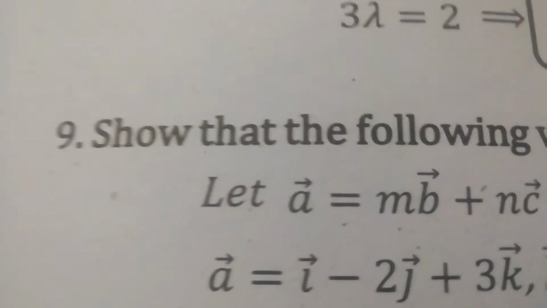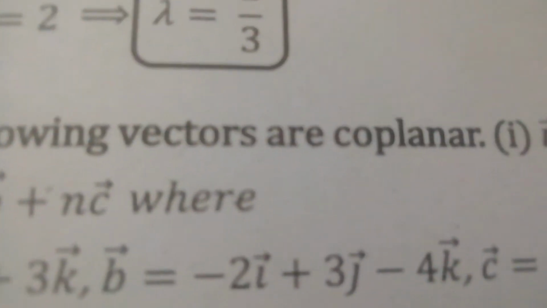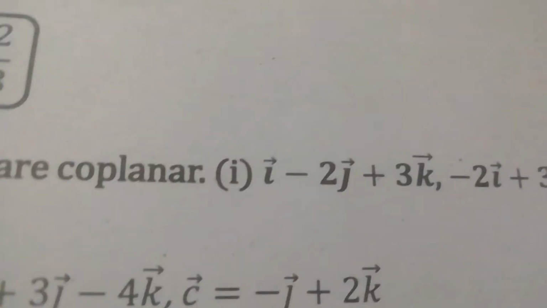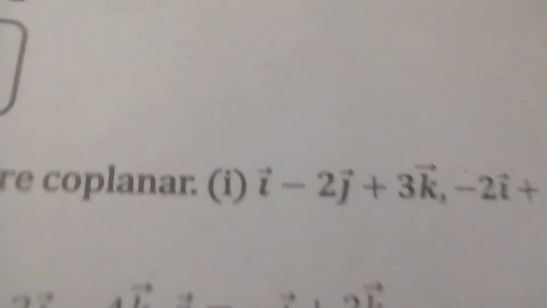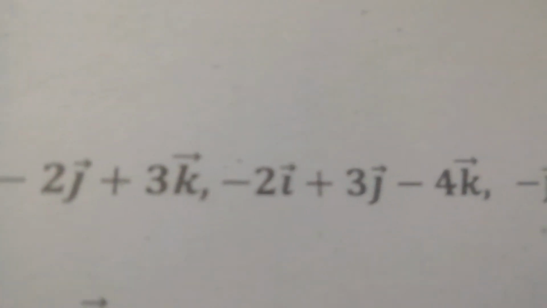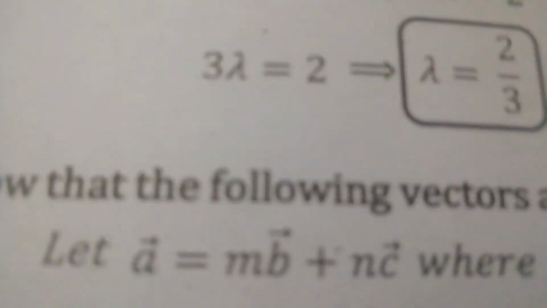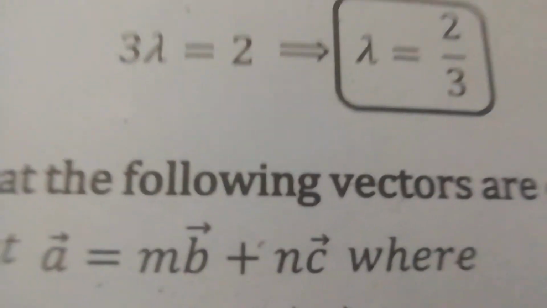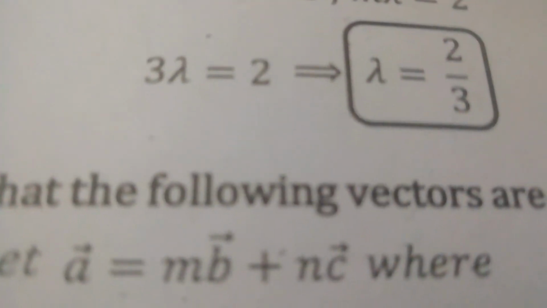Now the next problem: show that the following vectors are coplanar. In the first problem, they gave three vectors: i minus 2j plus 3k, minus 2i plus 3j minus 4k, and minus j plus 2k. See, what is the meaning of coplanar? Coplanar means they lie on the same plane. What is the meaning of collinear? They lie on a same line. Coplanar means they lie on a same plane.